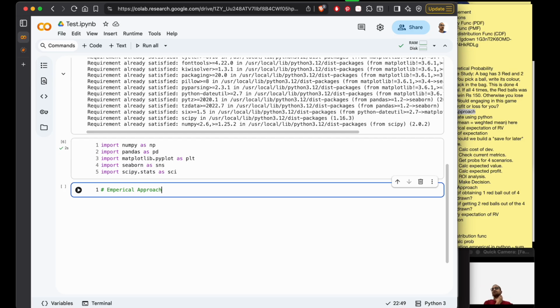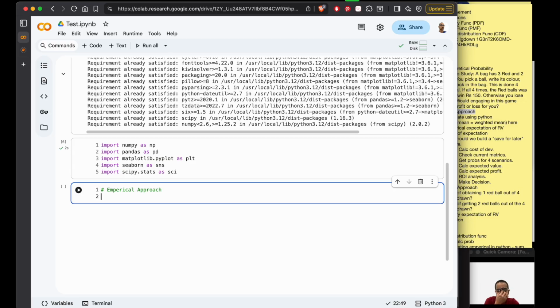you will not get the correct true probabilities. So in order to get true probabilities, you have to take large sample sizes. So for example, if you are trying to pick a ball, let's try to simulate that. How do we do this?